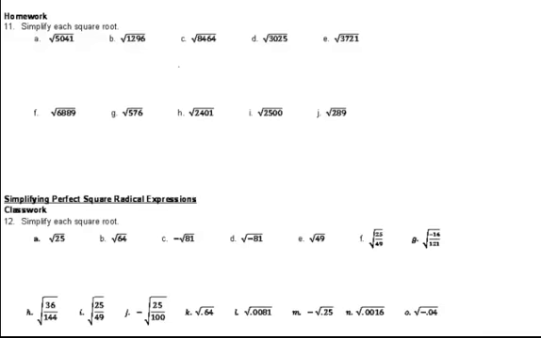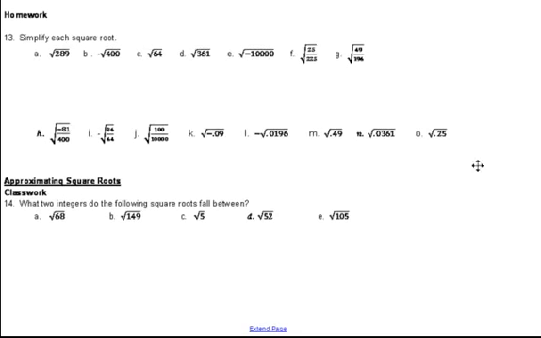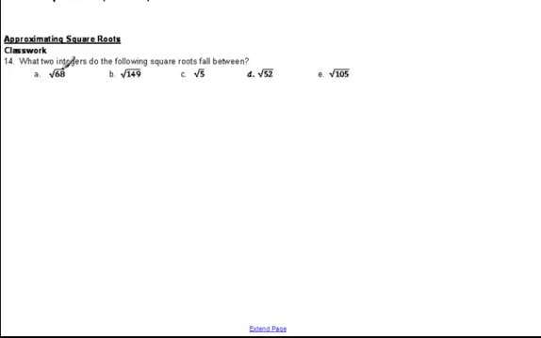Number 14. So we have the square root of 68. We know that these are not perfect squares, so they're also called irrational numbers. We talked about that in class. What we need to do is find the perfect square on either side of 68. That's why we've been studying our first 20 perfect squares.